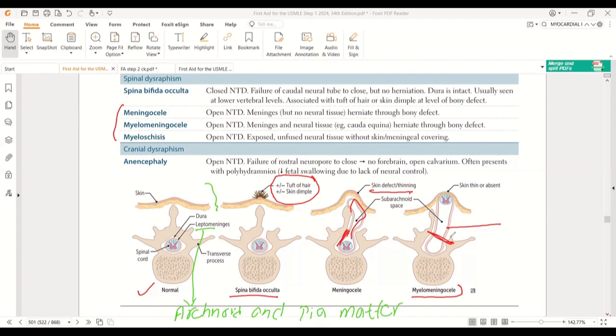Last one is myeloschisis. Myeloschisis is again an open neural tube defect in which there is exposed and unfused neural tissue without skin and meningeal covering. So anencephaly, it's an open neural tube defect, as we already know.